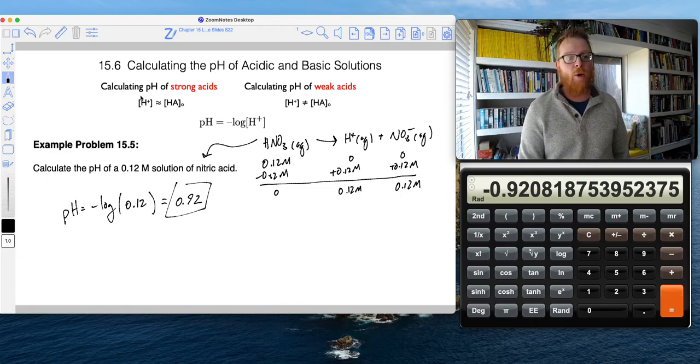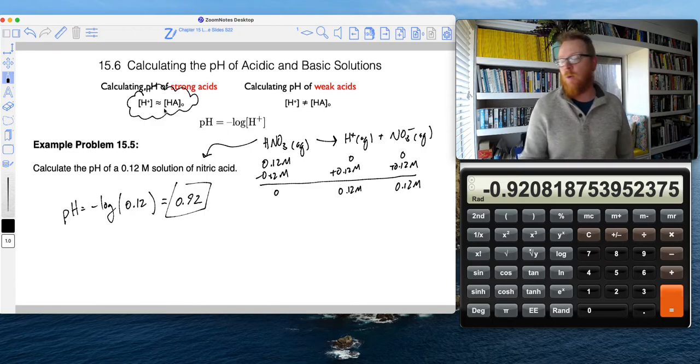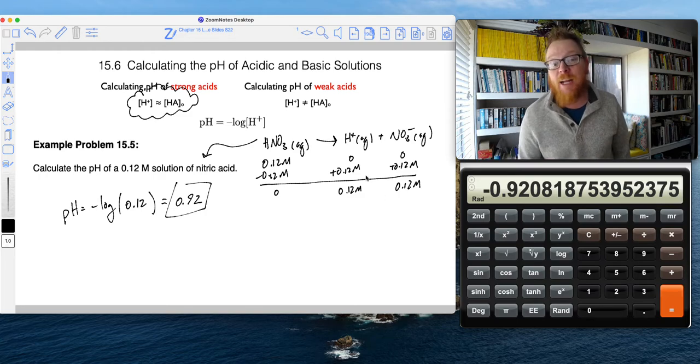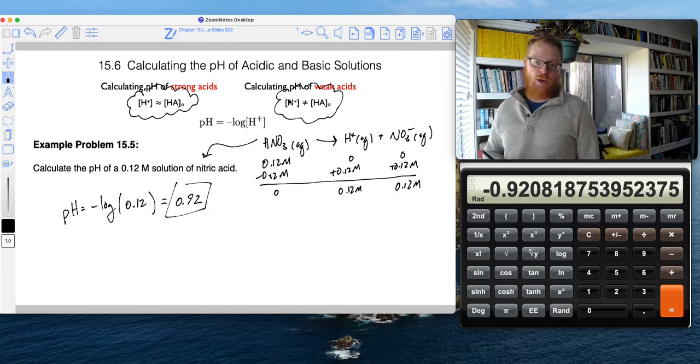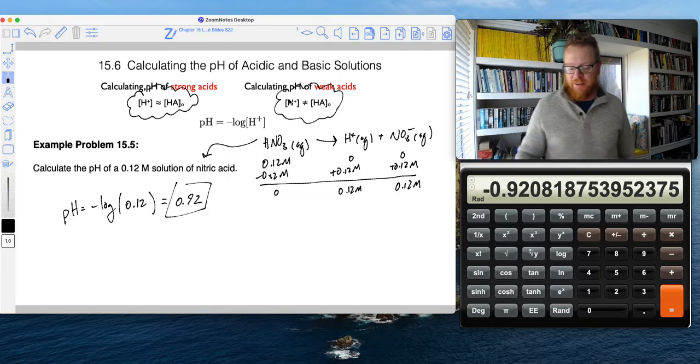Really straightforward, and we can use this shortcut that I put right here. The H plus basically equals the initial HA, which is what we did right here, right? So the initial HA was 0.12 molar. And so you can see quite simply here, that means the H plus is 0.12 molar, okay? That's going to be very different than the calculation of a weak acid. H plus does not equal the initial HA, and we'll see that in the next video.